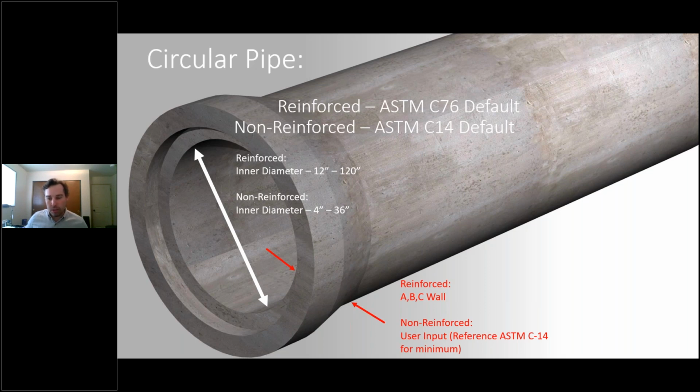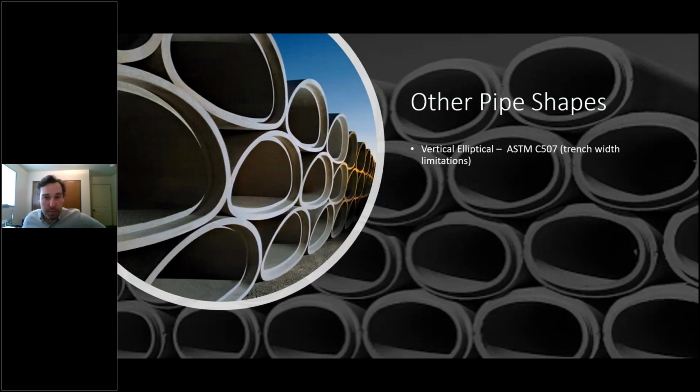If you are a consulting or engineer at an agency, I always recommend just asking the manufacturer what they have in their plant for the actual forms and manufacturing processes. Now, non-reinforced can also be set to those ABC walls, or you can kind of customize it with the user input. The other pipe shapes available are vertical elliptical and horizontal elliptical.